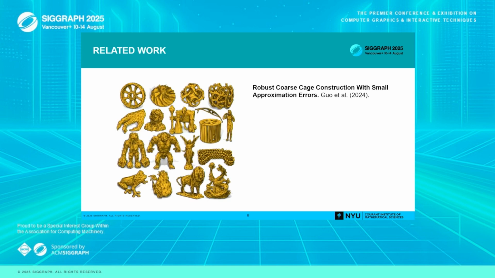The other method I want to mention is for constructing cages. It comes with topological guarantees that are very similar to ours. However, the input to this method must be a closed and manifold surface. And the output is a cage and not an offset. So while it is definitely related, the outputs of this method and ours cannot really be compared.